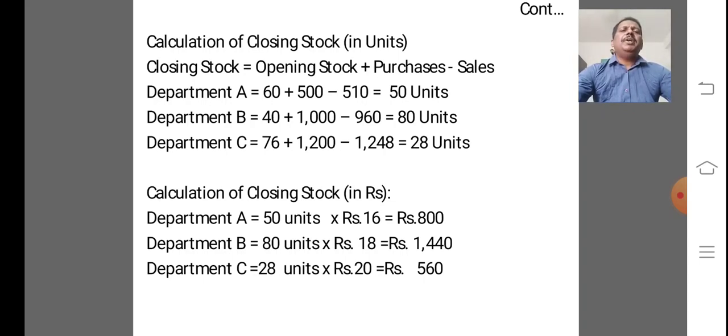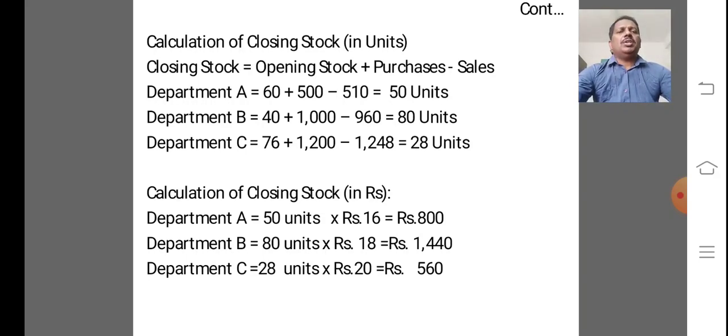So in Department A, 60 plus 500 minus 510 is equal to 50 units. In Department B, 40 plus 1000 minus 960 is equal to 80 units. In Department C, 76 plus 1200 minus 1248 is equal to 28.